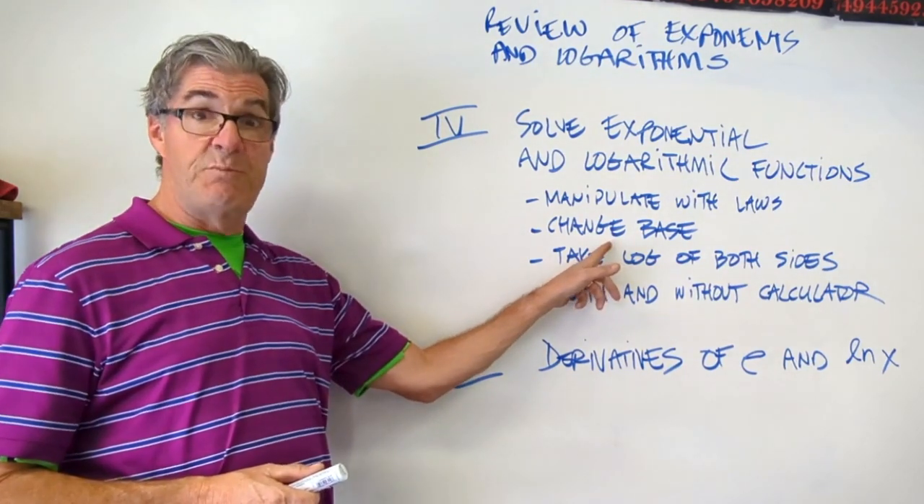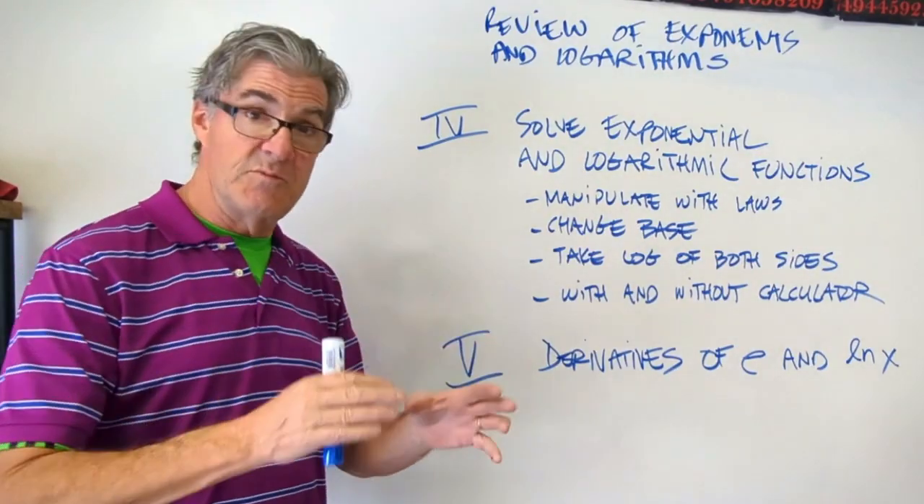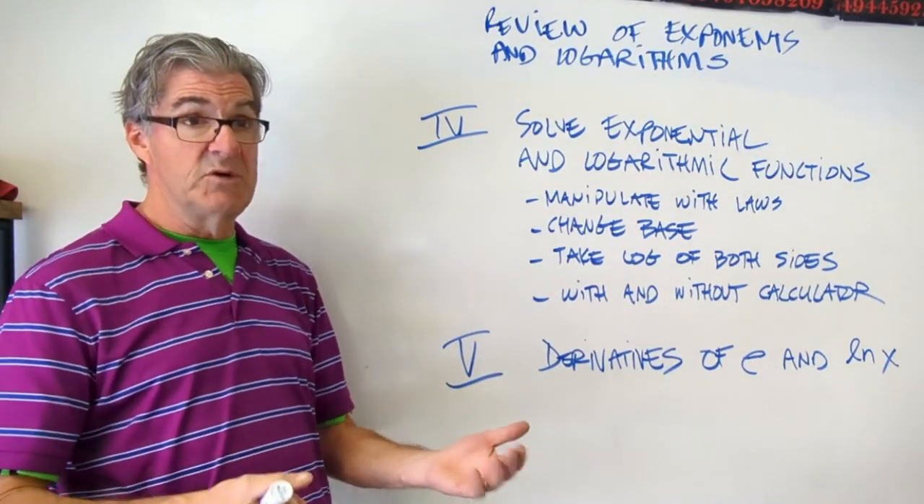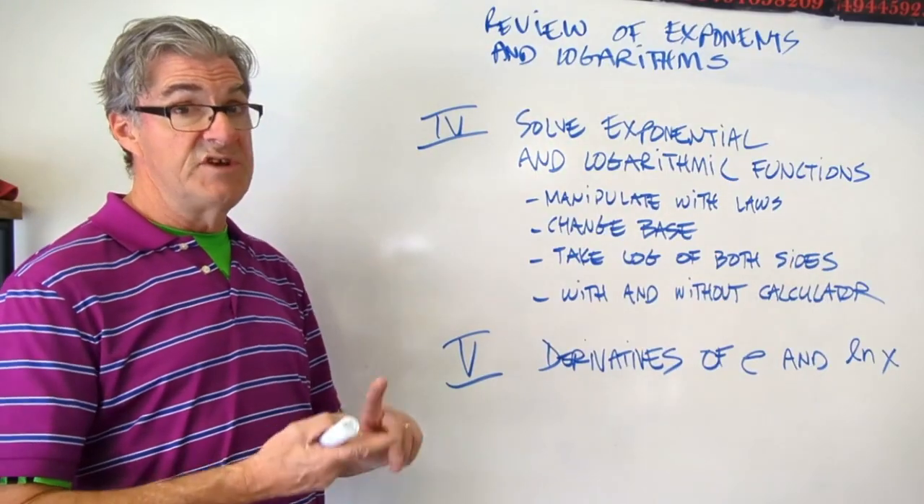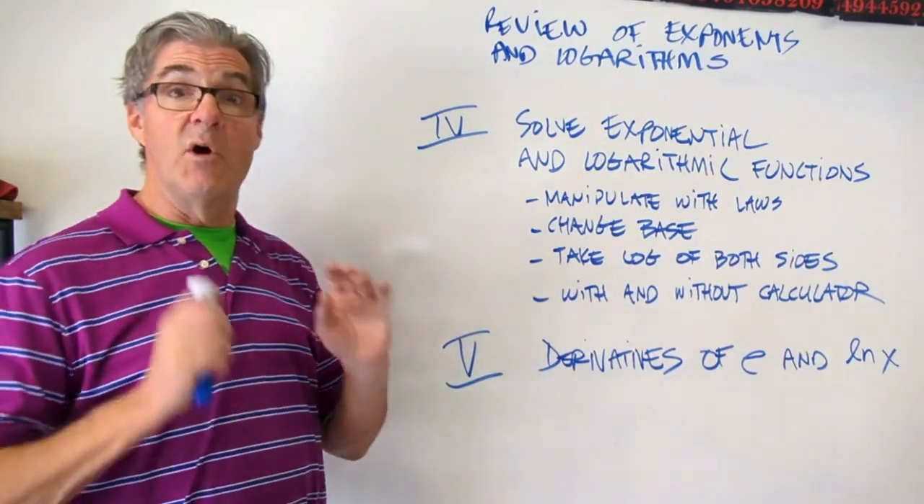We did this change of base rule where we could change logs of any base to another base, and primarily that was so that we could use a calculator that could only do natural logs and base 10 logs. We also took the log of both sides.